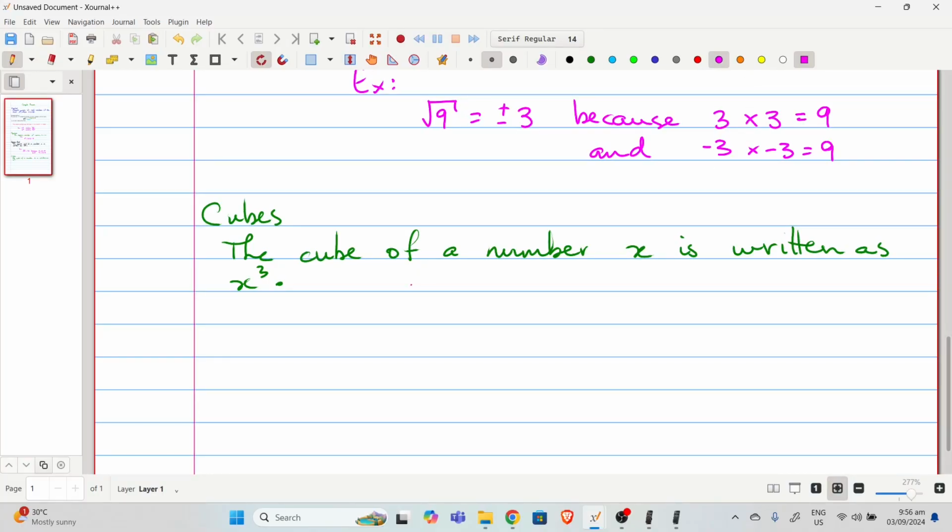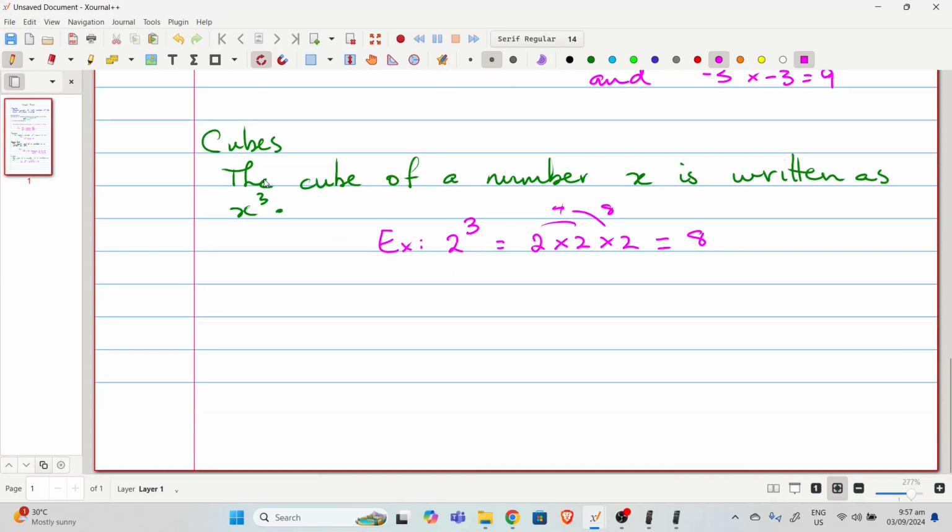So for example, if I have 2 to the third power, it simply means 2 multiplied by 2 multiplied by 2. And 2 by 2 is 4, by 2 is 8, so the answer is 8.